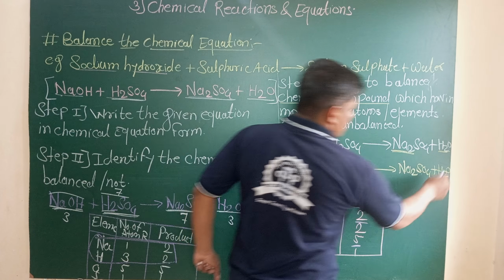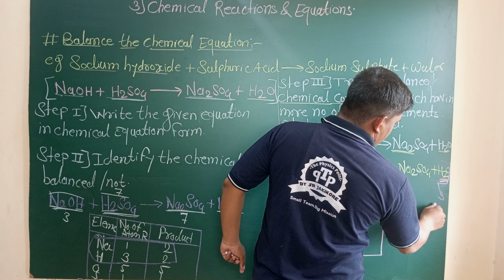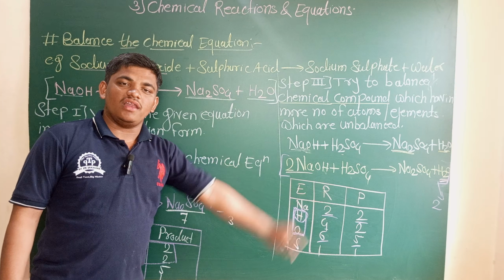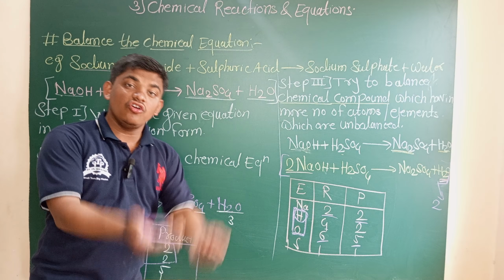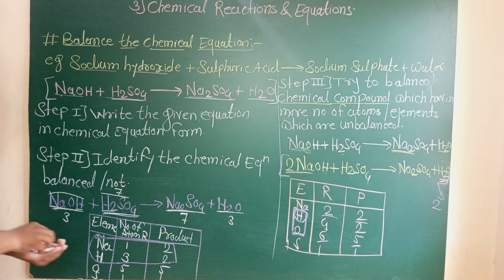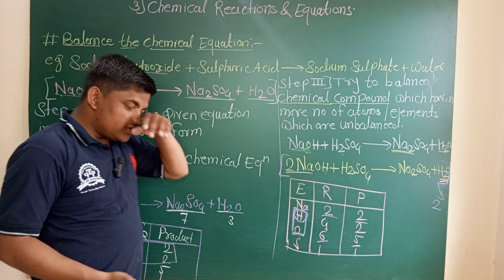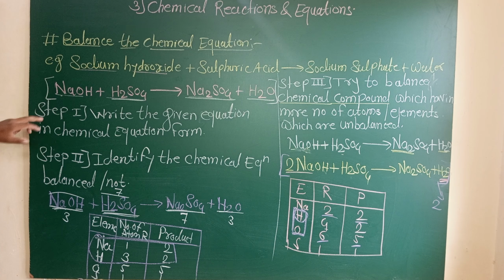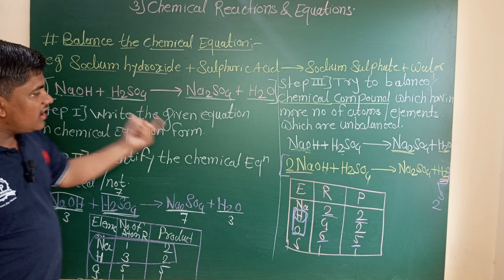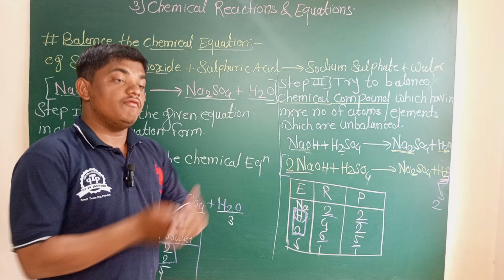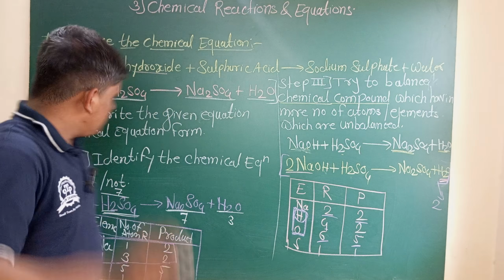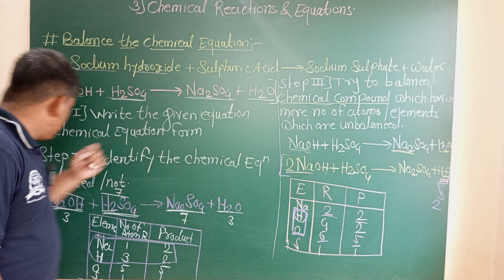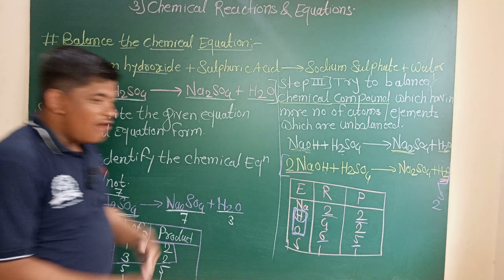Let us give a number to this equation. This is equation number 2, and equation number 2 is the partially balanced equation, not completely balanced or completely unbalanced. There are 3 to 4 steps you must follow to balance chemical equations. First of all, step 1, write the given word equation in the form of a chemical equation. This is the first method.